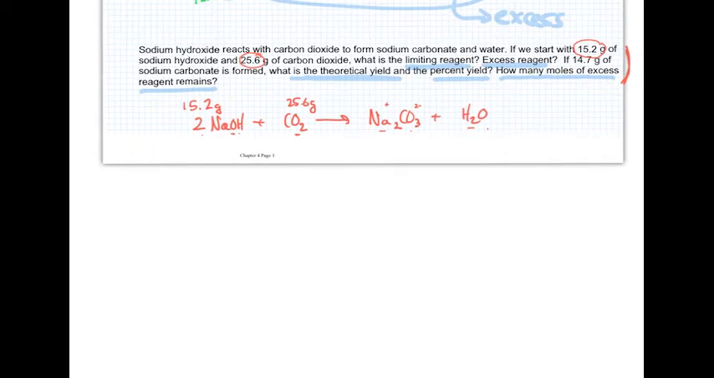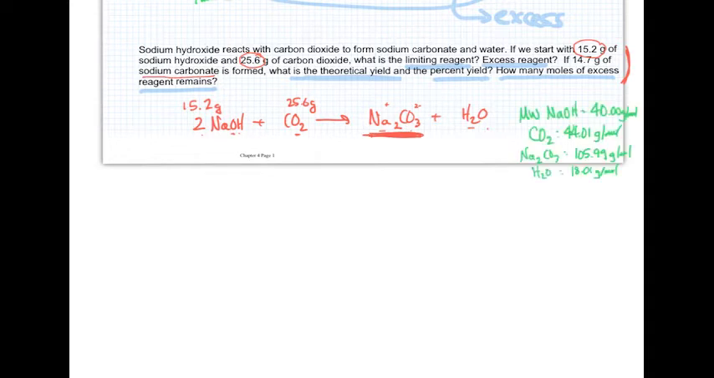Okay, so I'm going to give you a second. Why don't you stop the video now, and you're going to need to calculate molecular weights of everything. We are trying to find the theoretical yield and percent yield of sodium carbonate. So this is actually what we're trying to find, sodium carbonate. All right, so why don't you stop the video and calculate some molar masses, and we'll go from there.